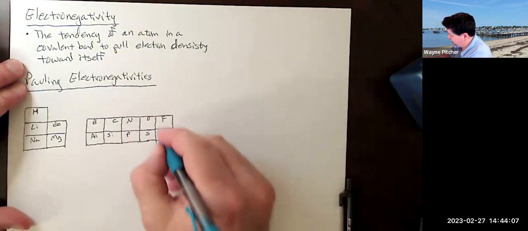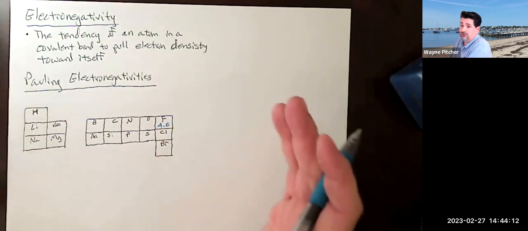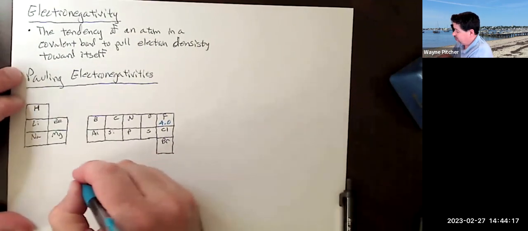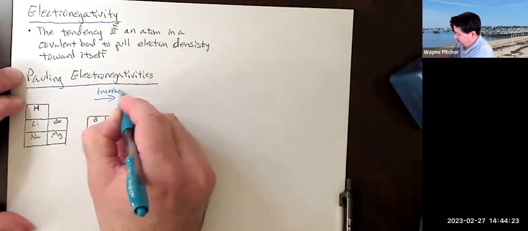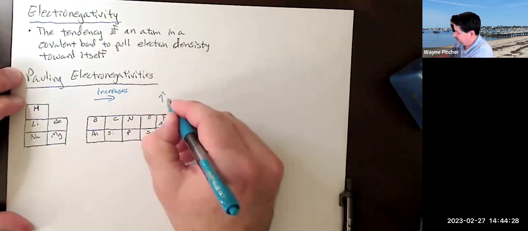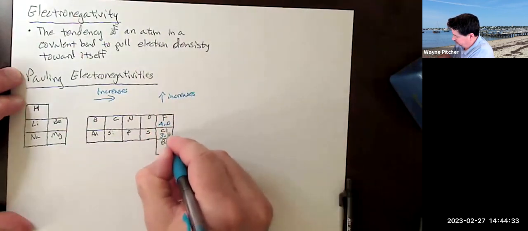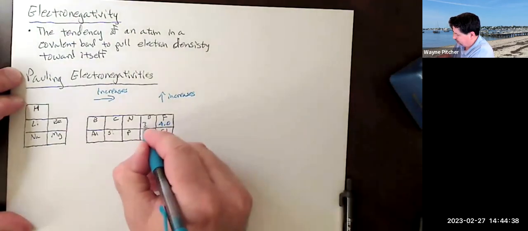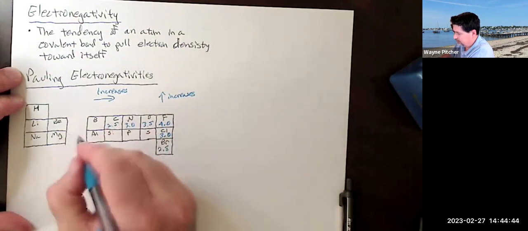Now, fluorine is the most electronegative element with a value of 4.0. And we could do this for the whole periodic table. The general trend is electronegativity increases going to the right on the periodic table and going up. So chlorine, for example, has an electronegativity of 3.0, bromine is 2.8, oxygen is 3.5, nitrogen 3.0, carbon 2.5.